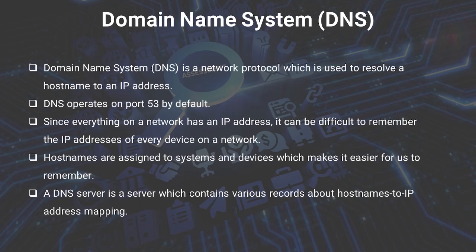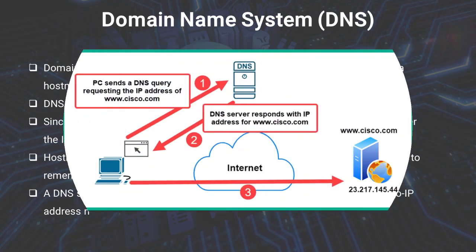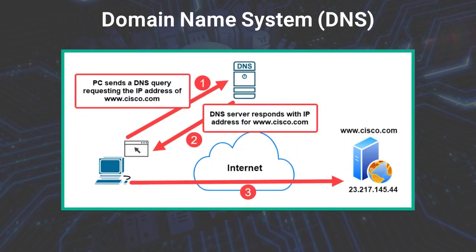The DNS server contains many records, and these records help systems map hostnames to IP addresses and vice versa. In this diagram, we can see a user at the PC who wants to visit, let's say, www.cisco.com, but does not know the IP address. The PC will send a DNS query to the DNS server. The DNS server will check its records to determine the IP address for www.cisco.com and return it back to the PC. When the PC receives the response from the DNS server, it will then connect to the IP address as shown in the diagram.